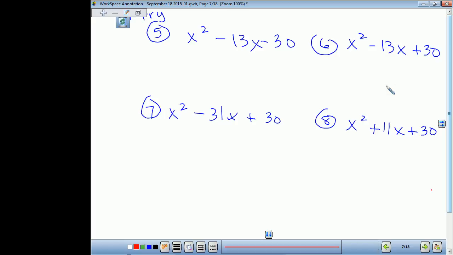You multiply to get the last term, but you add to get the middle. So that's just the answer? Yeah, the two binomials. Yes, that's it. Which one do you put in?